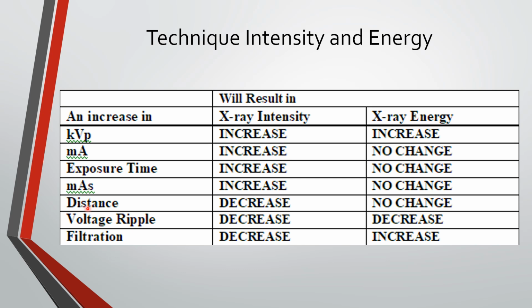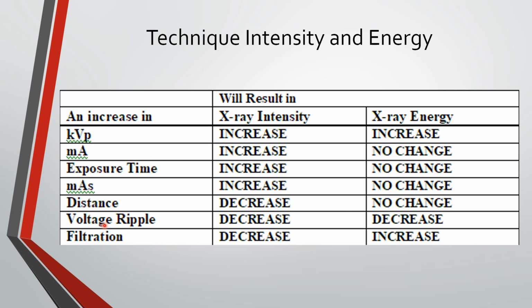If we increase the distance, if we move farther back, the intensity will decrease. And we know how much it will decrease: by the inverse of the distance squared, 1 over the distance squared. The energy of the beam won't change, because that's set by the kVp.